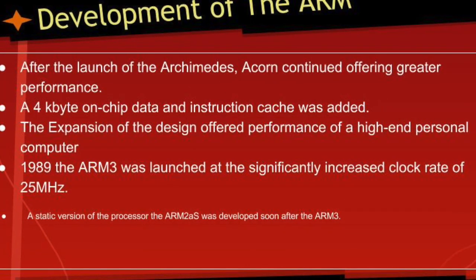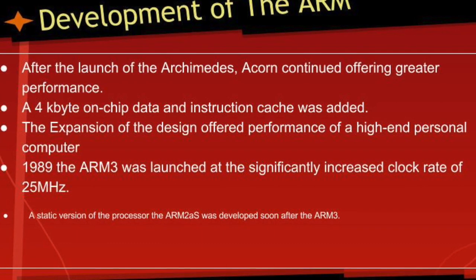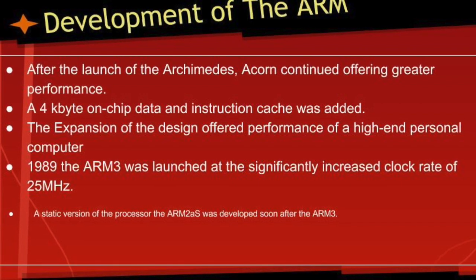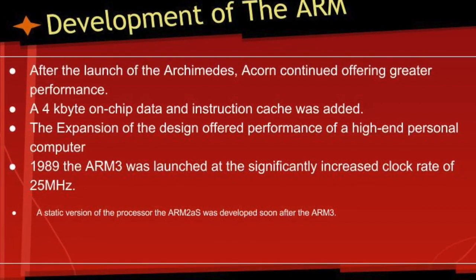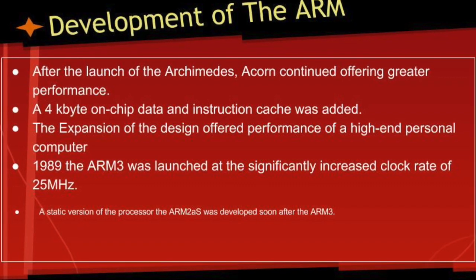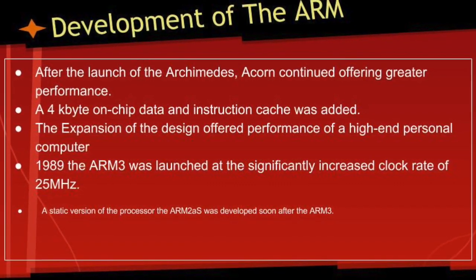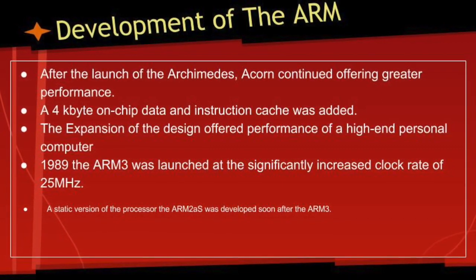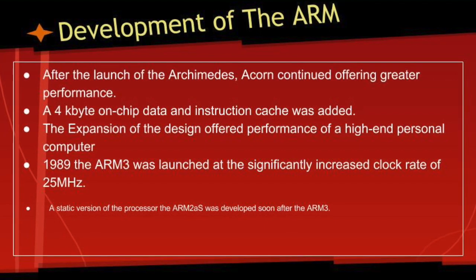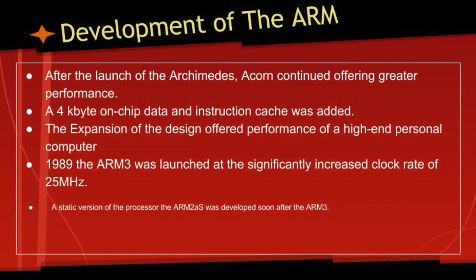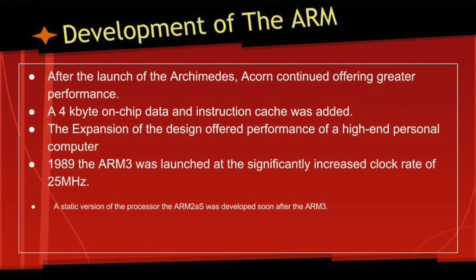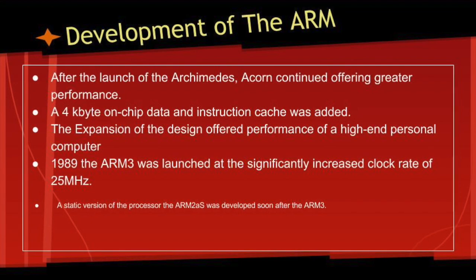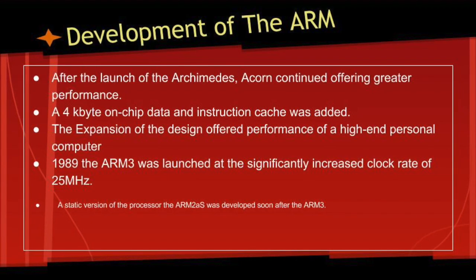The development of the ARM. After the launch of Archimedes, Acorn continued to support its research and development team in creating improved versions of the chip, offering greater performance. To expand the design so that it offered the kind of performance expected of a high-end personal computer or workstation, a 4 kilobyte on-chip data and instruction cache was added. And in 1989, the ARM was launched at a significantly increased clock rate of 25 megahertz. Acorn's desktop computers using this chip were launched in 1990.